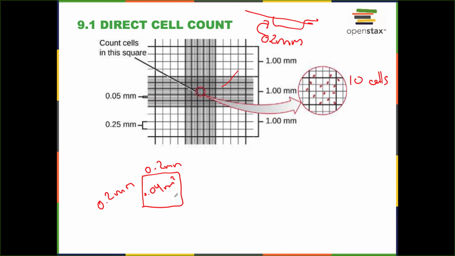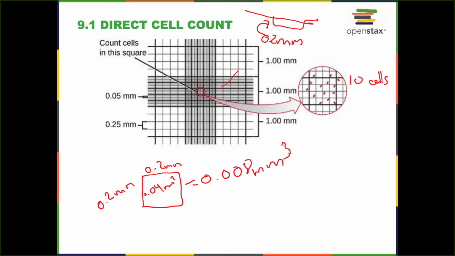Which then means, if we know how to do volume, length times width times height, so this is the length times width times height. That now gives us 0.2 times our area, 0.2 times 0.04. That equals 0.008 millimeter cubed. That's a 3. So now we have a volume of 0.008 millimeter cubed.